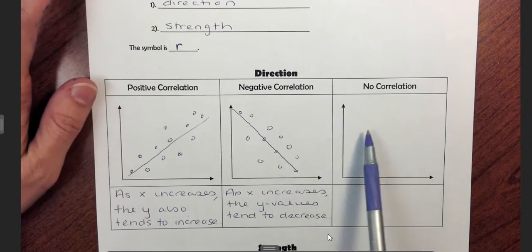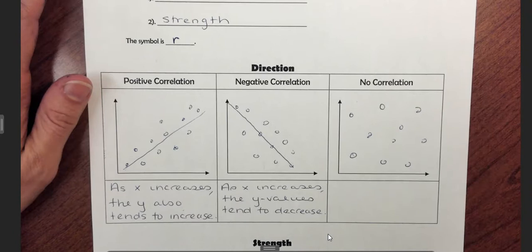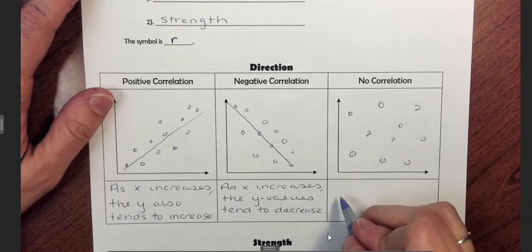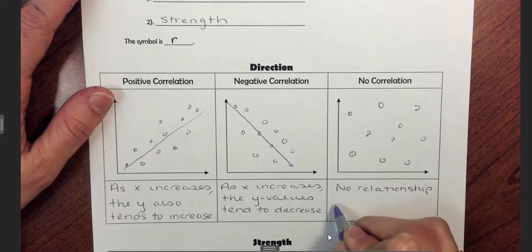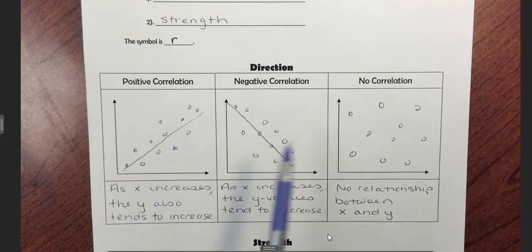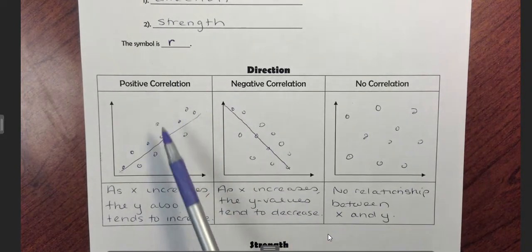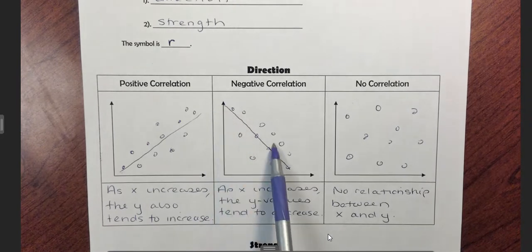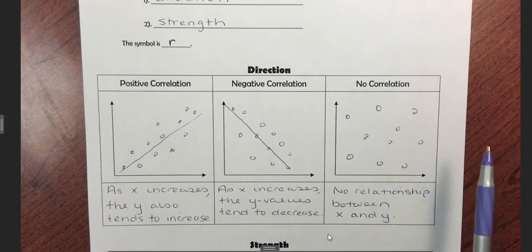The last type of direction we call no correlation, and that's when you have a scatter plot that's generally all over the place. And in a situation like that, we say that there is no relationship between the two variables. Okay, so that's direction. All right, so when we see that R value in Desmos, the sign in the front of the R value tells us whether it's positive correlation, whether it's going up, whether it's a negative correlation. No correlation means we would be looking at a scatter plot that's all over the place like this.